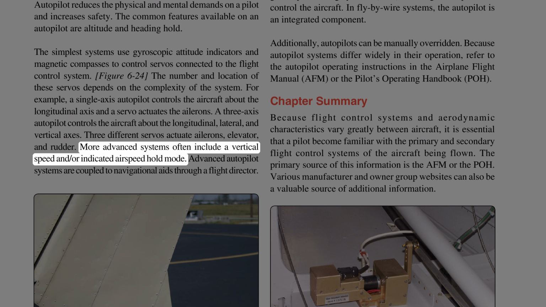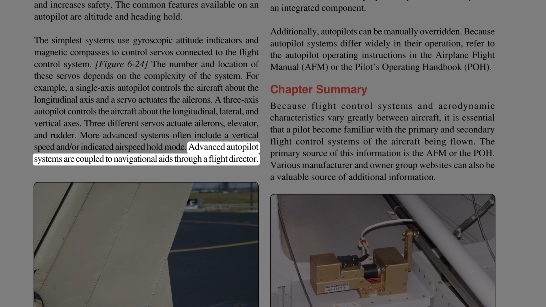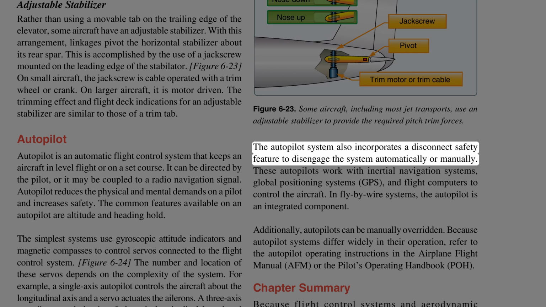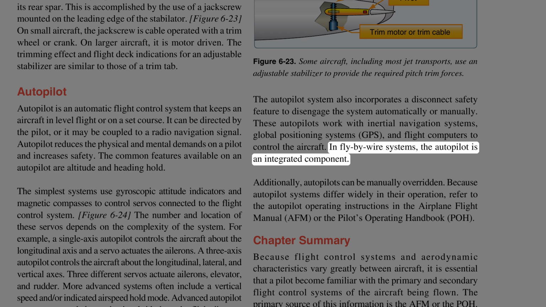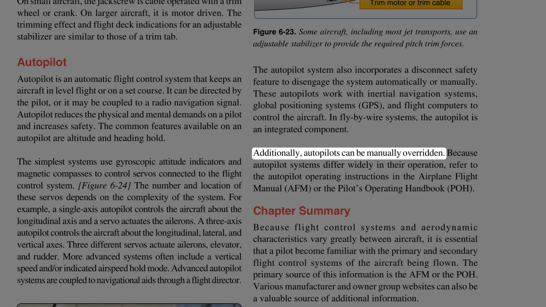More advanced systems often include a vertical speed and/or indicated airspeed hold mode. Advanced autopilot systems are coupled to navigational aids through a flight director. The autopilot system also incorporates a disconnect safety feature to disengage the system automatically or manually. These autopilots work with inertial navigation systems, global positioning systems, GPS, and flight computers to control the aircraft. In fly-by-wire systems, the autopilot is an integrated component. Additionally, autopilots can be manually overridden.